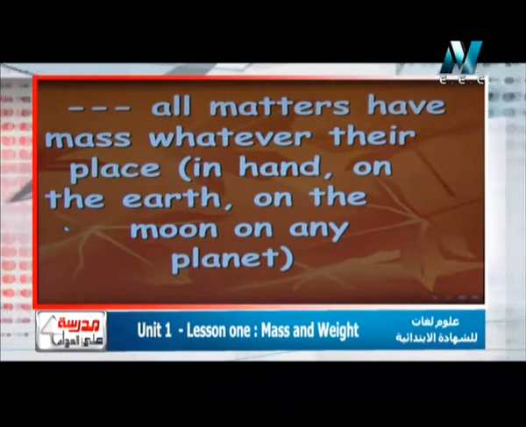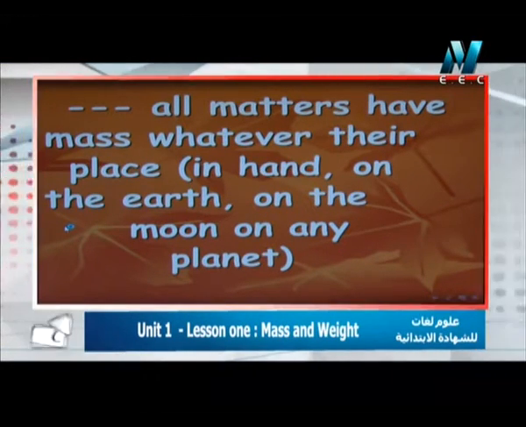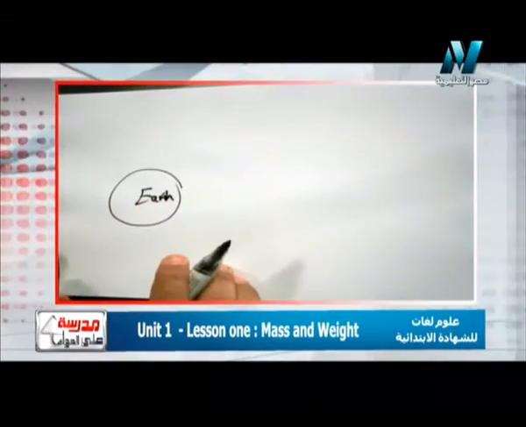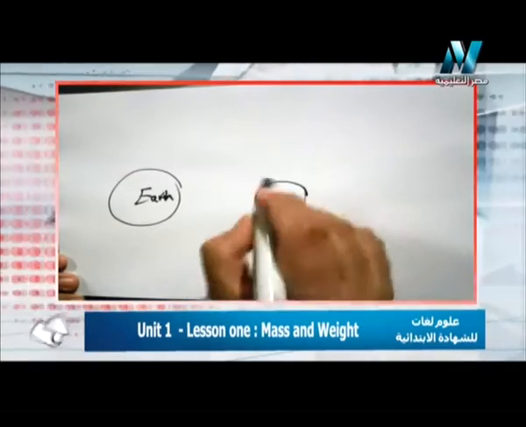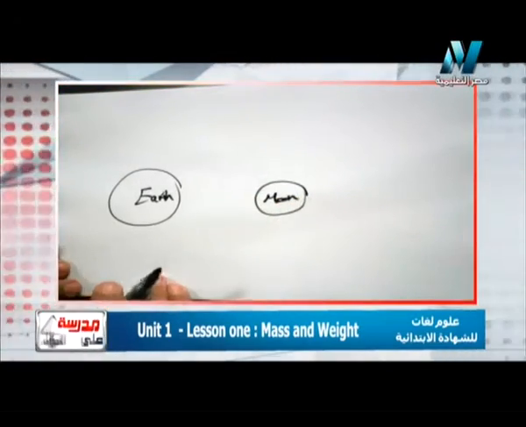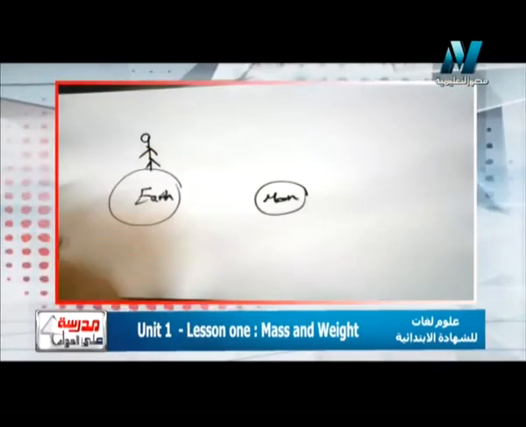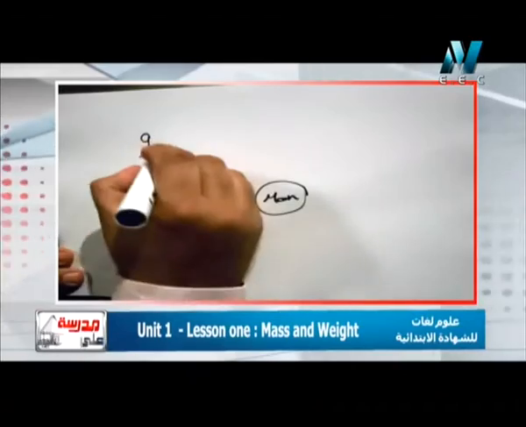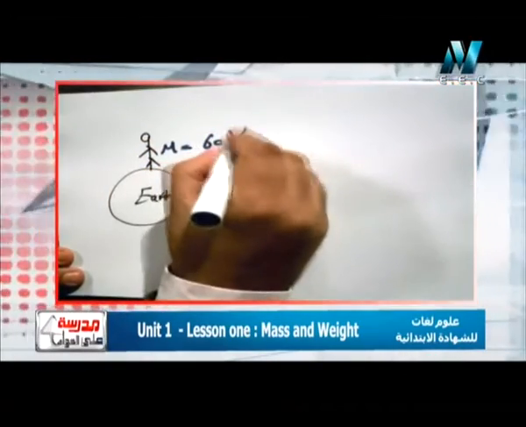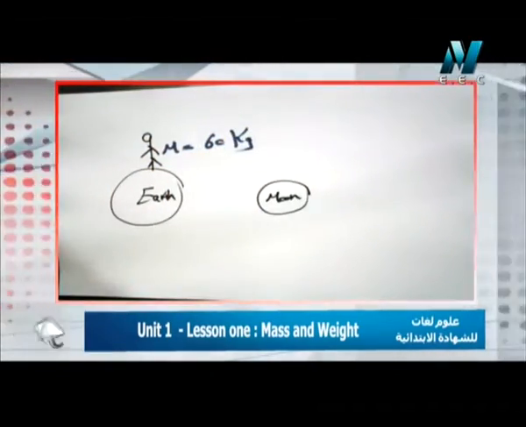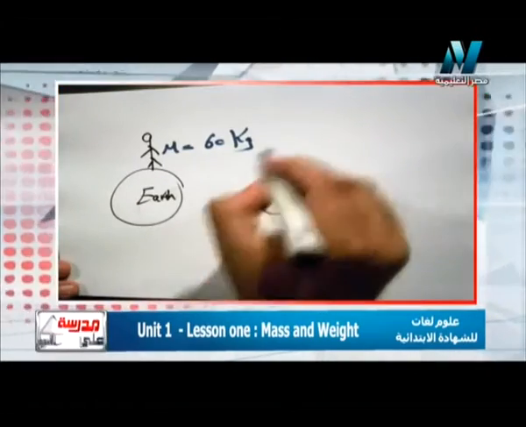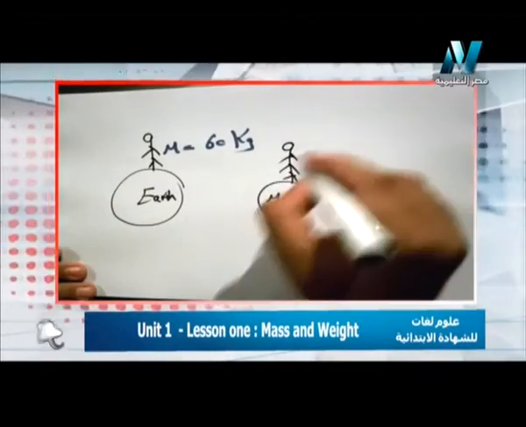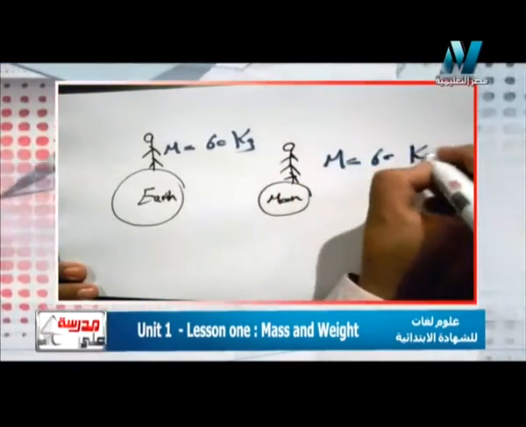So we can imagine that somebody is standing on the earth. Let's draw the earth together, okay? And we know that the earth is much bigger than the moon. This is the moon and this is the earth, okay? Someone standing here on the earth, his mass equals, for example, 60 kilograms. So what about the mass of the same person on the moon? I think it will be 60 kilogram too. Why? Because mass doesn't change by changing the place.